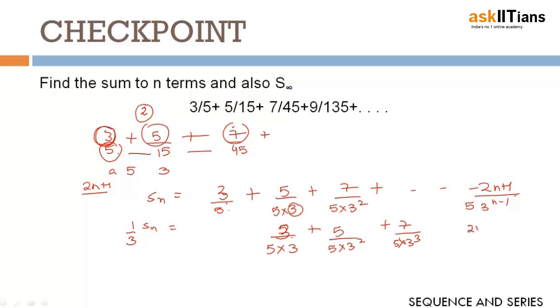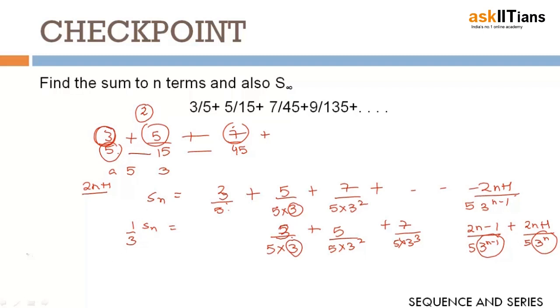and the last term will be, when you put n minus 1 here, it will be 2n minus 1 over 5 into 3 raised to power n minus 1, and last term will be as such, so it will become plus 2n plus 1 over 5 into 3 to the n. Carefully remember students, a lot of them make mistakes while adjusting the powers.